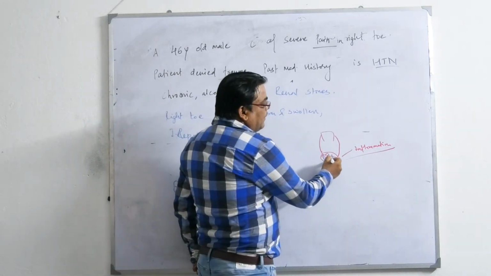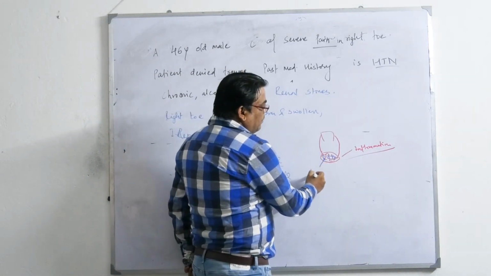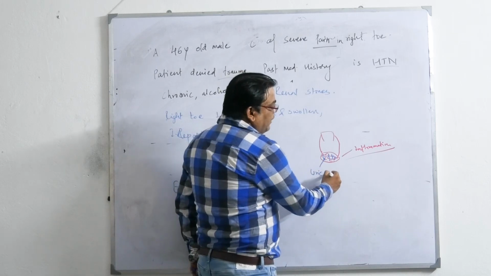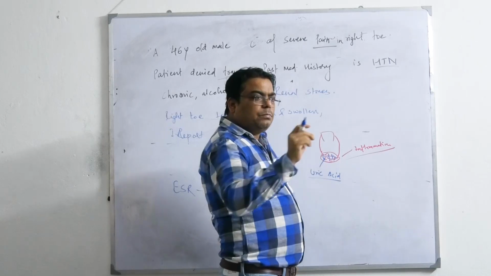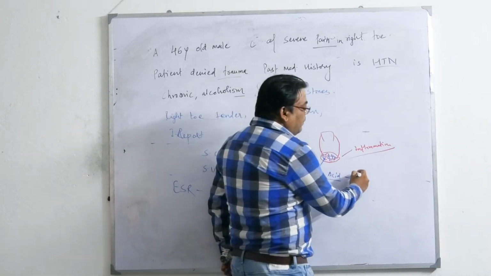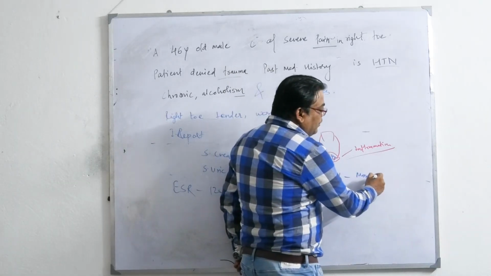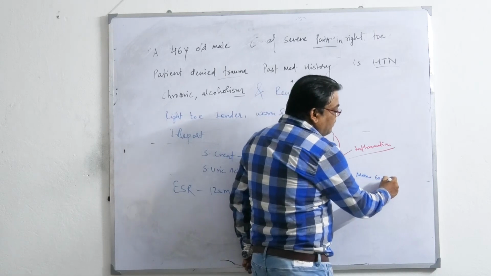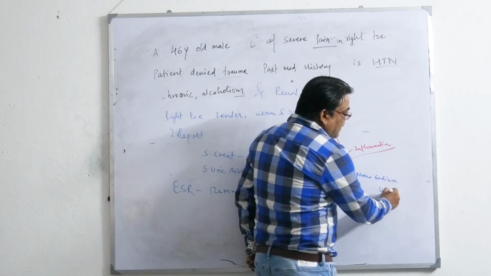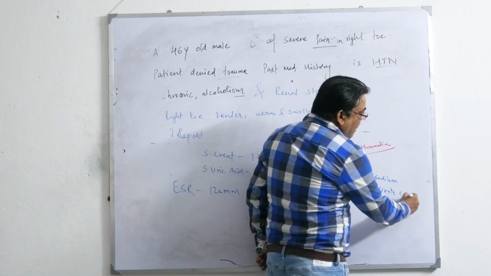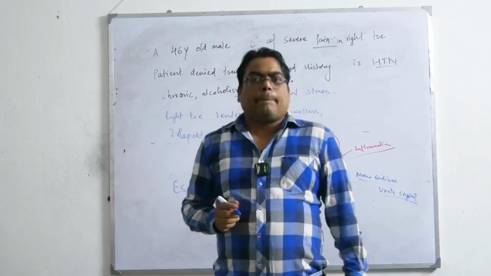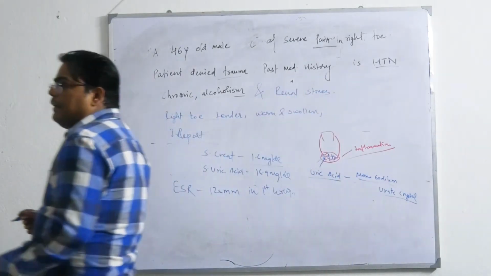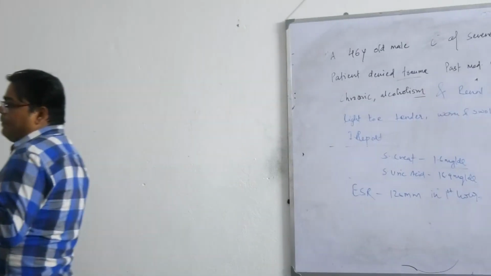Why is it on the right toe basically? Because uric acid is deposited in soft tissues. Uric acid is deposited in soft tissues, basically in the joints, in the form of monosodium urate crystals. Monosodium urate crystals, and due to this the patient feels pain, colic pain basically.